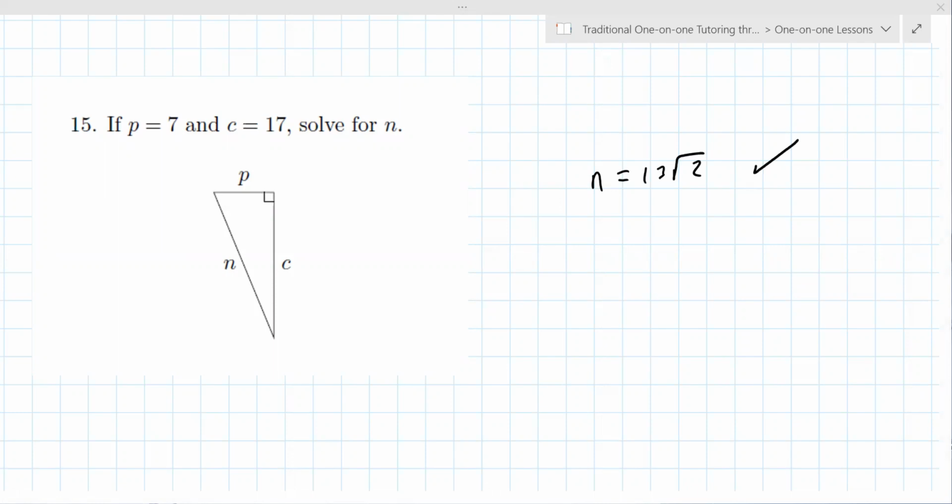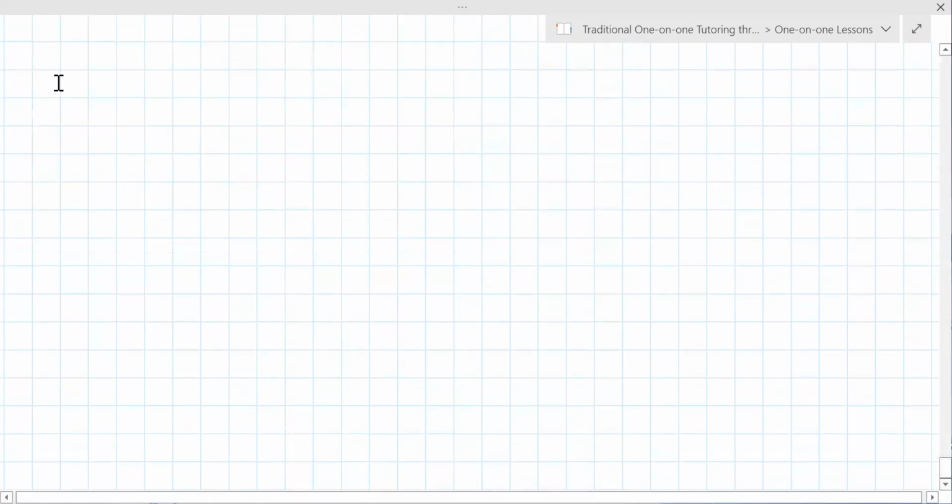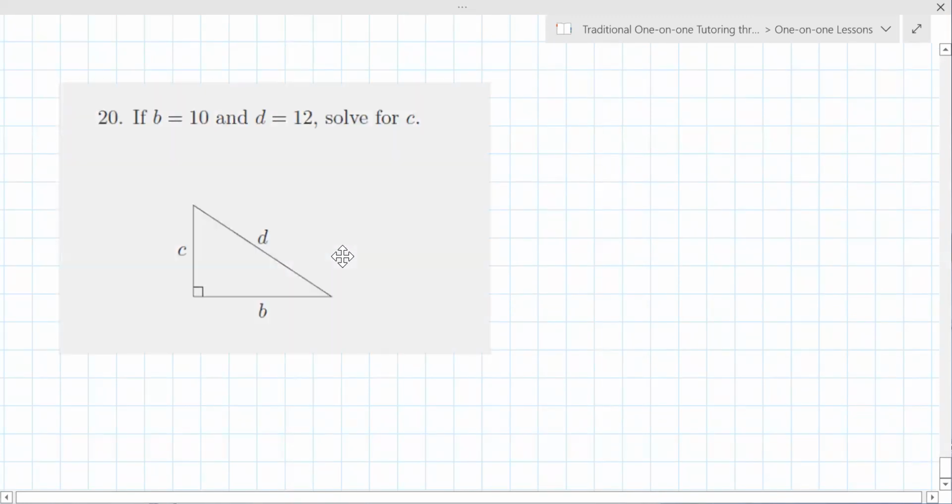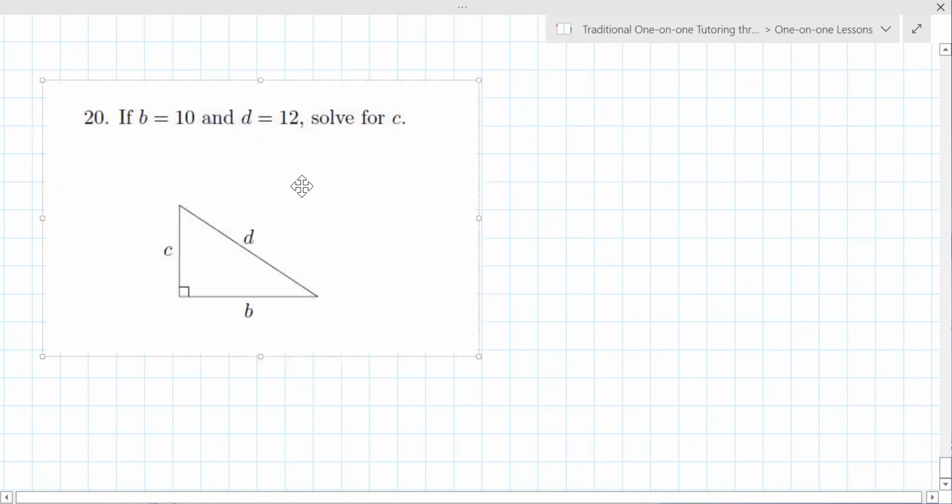All right, so let's do the other case so you can see that. In all the examples we just did, I was giving you both legs. You may not be given both legs. You may be given the hypotenuse. In this case, this is the hypotenuse and a leg.